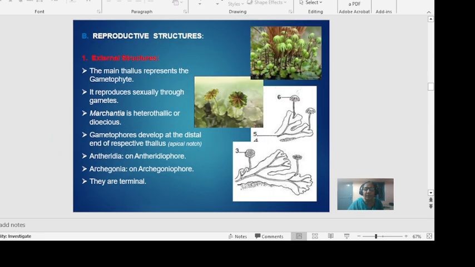The other type of reproduction is sexual reproduction, and if you see the reproductive structures, most of the thalli in Marchantia are dioecious, where the male and the female reproductive organs are borne on different thalli. These organs are present on special stalk-like structures known as gametophores. When these bear antheridia, they are known as antheridiophores, and when they bear archegonia, they are known as archegoniophores.